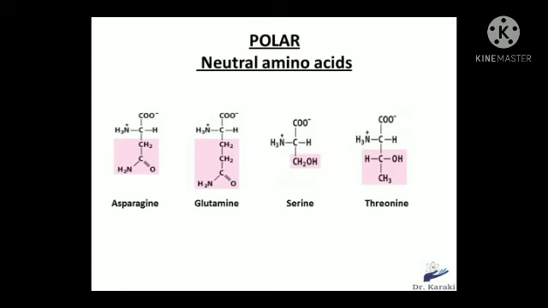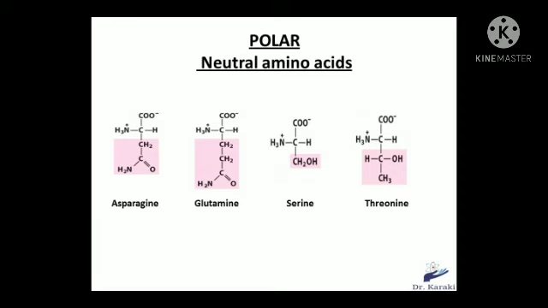In asparagine, the R group is CH2, C double bond O, NH2. In glutamine, the chain is increased, as it is the homologous series of asparagine. It carries CH2, CH2, NH2 and C double bond O. Next is serine. As you know, it is alcoholic, so it carries a CH2OH group. Next one is threonine. It is also the homolog of serine, so it carries CHOH and a CH3 group.